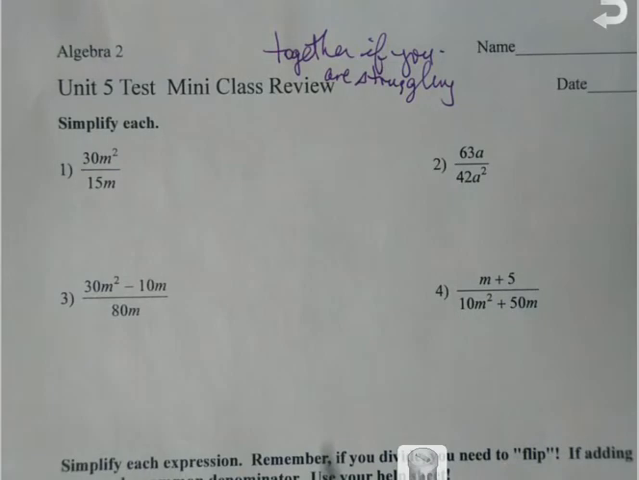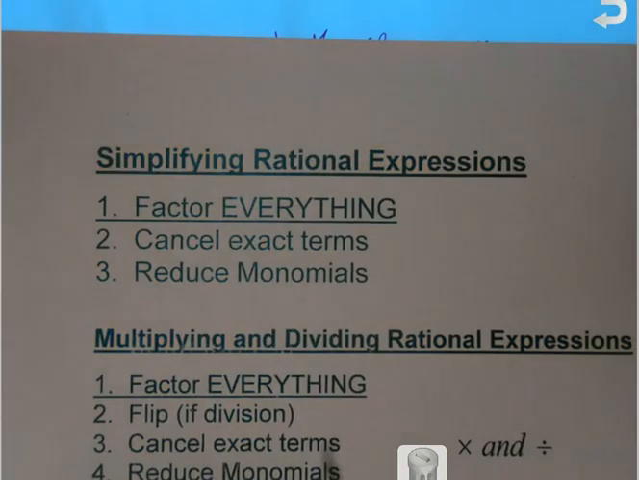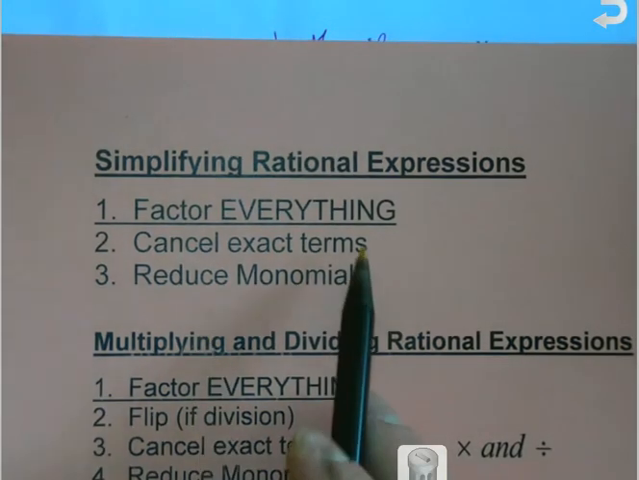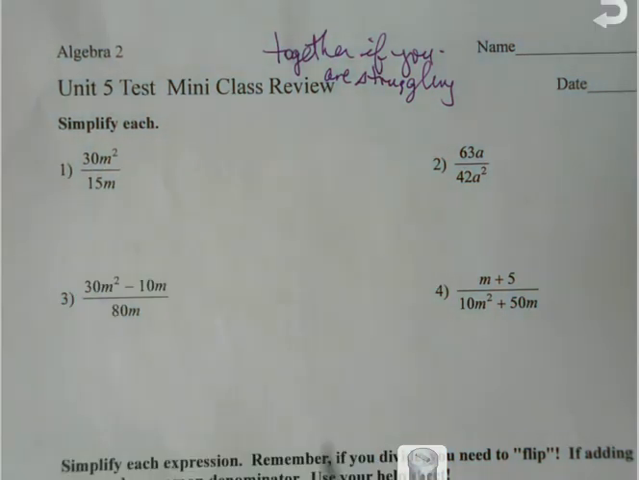So we've got one more review here of some of our basics before we get into thinking about the unit test. So up at the top here, these first 4 questions are just simplifying. I don't need a common denominator or anything. So I take a peek at my help sheet and I say, okay, factor everything. Well, do I see anything to factor? Well, no, there's no pluses or minuses.